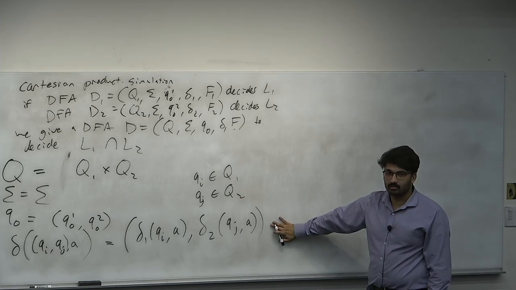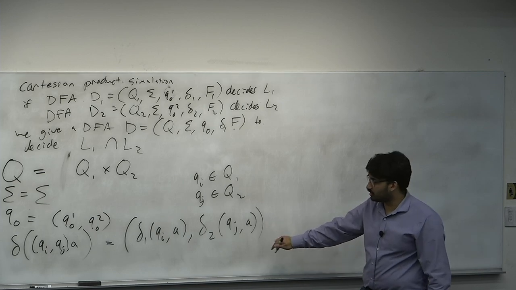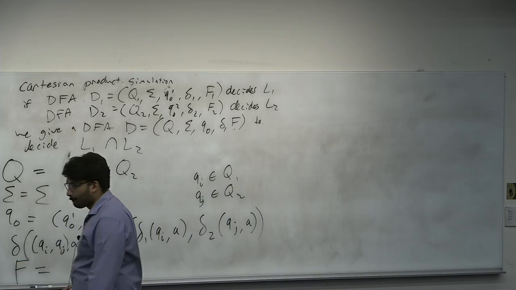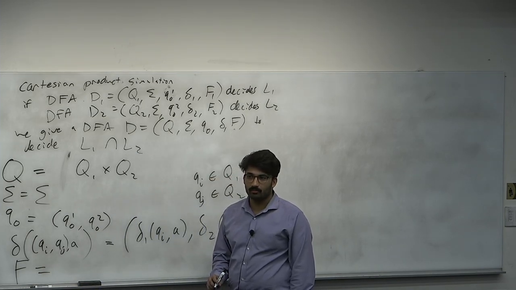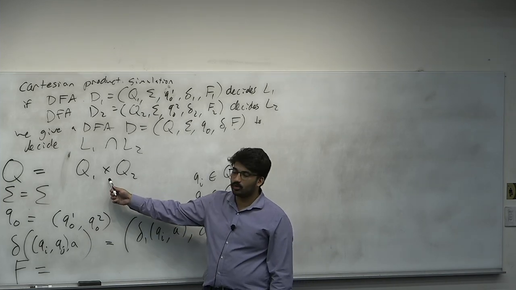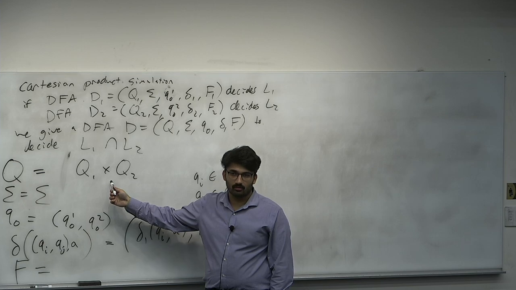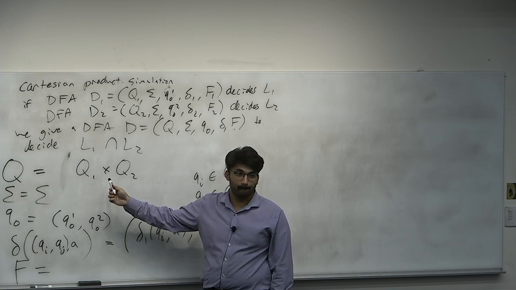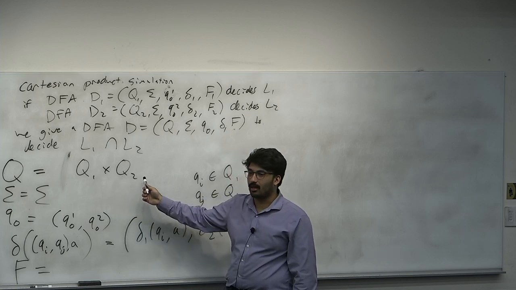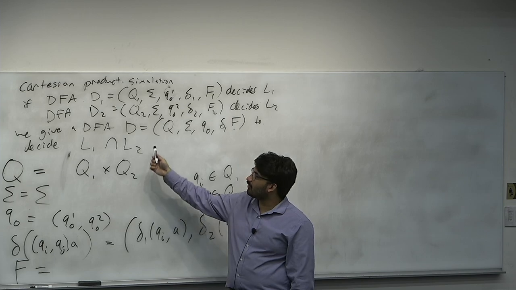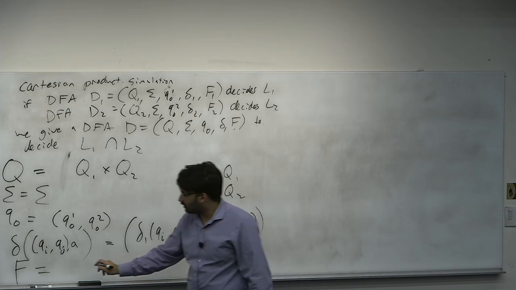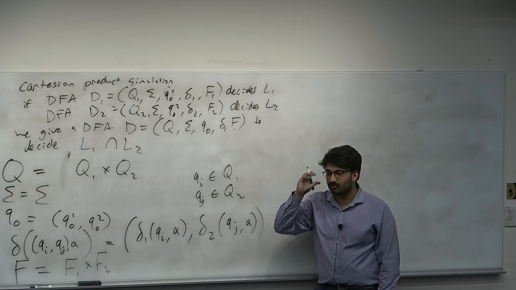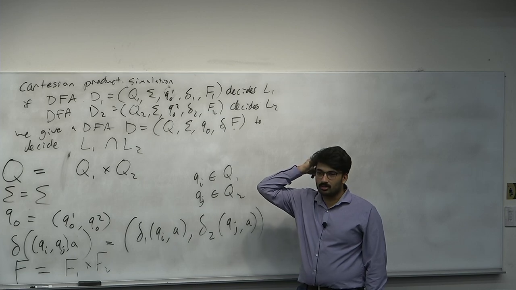That's the hard part. Do we agree that that moves between both DFAs? It moves in the first coordinate according to the first transition function, and the second coordinate according to the second transition function. What should our final states be? We want to accept when both DFAs accept. So what subset of Q1 times Q2 accepts both DFAs? What is the name of that in set theory? Intersection. In terms of F1 and F2, what is that? It's going to be F1 times F2. F1 is the final states of DFA 1. F2 is the final states of DFA 2. F1 times F2 is a subset of Q1 times Q2, where both states are accepting.